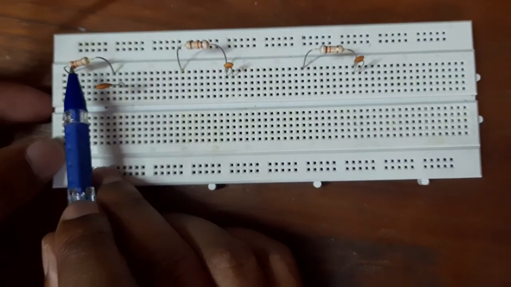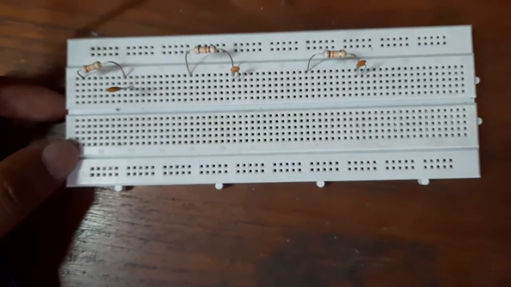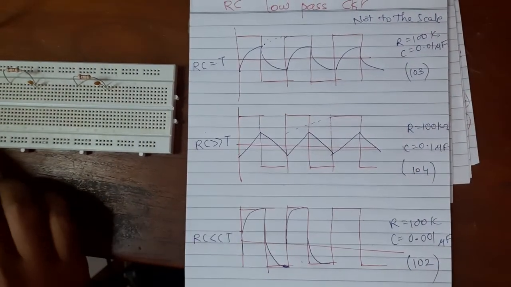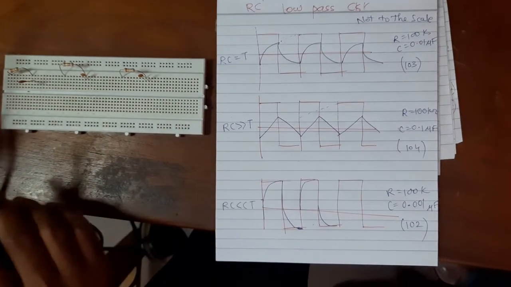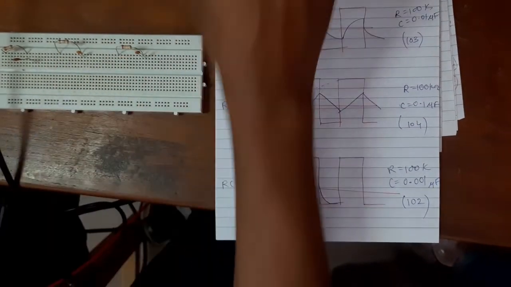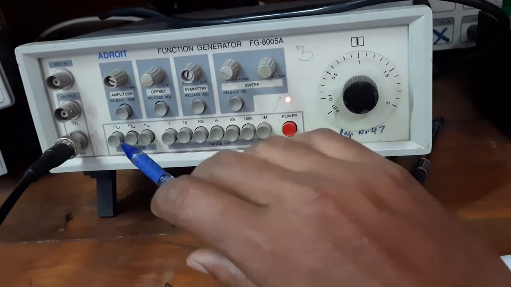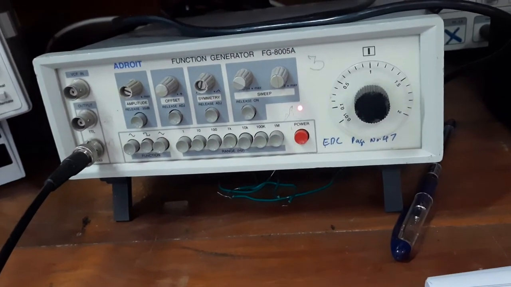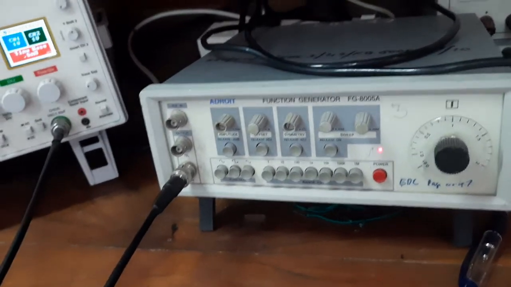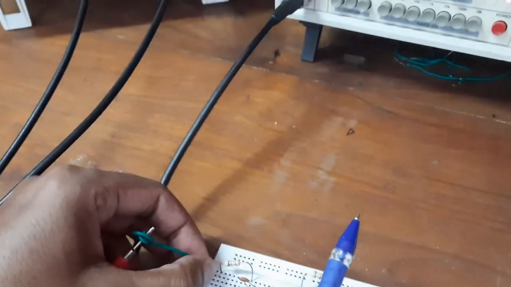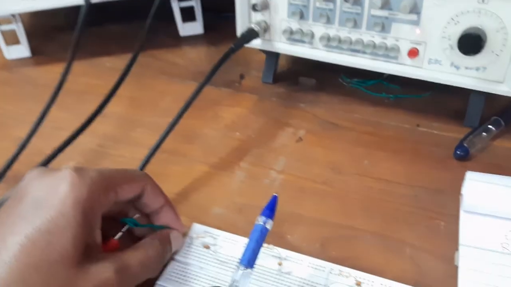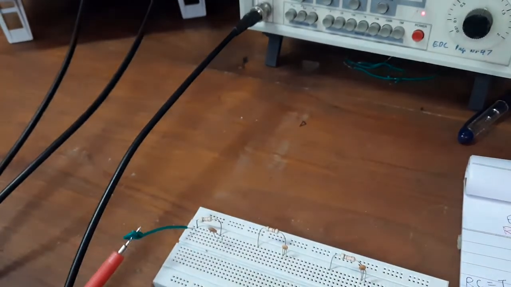I have already connected this R and this one value of C as per the diagram that we have shown over here, so combinations 1, 2 and 3. I have used a function generator and set it to 2 volts peak to peak square wave at 1 kilohertz. I am giving input from the function generator to the first circuit.